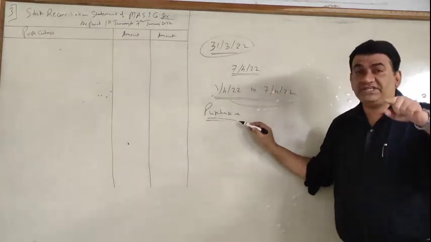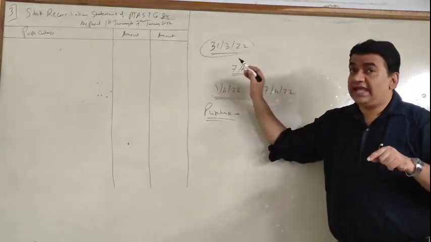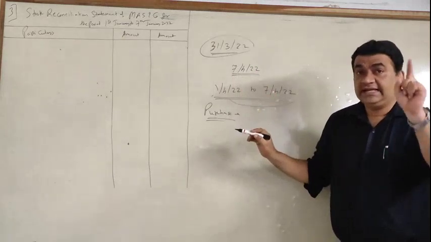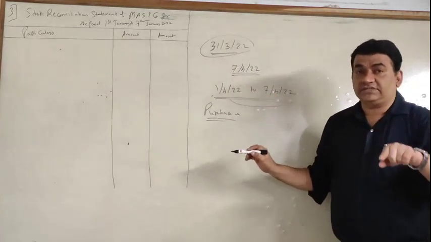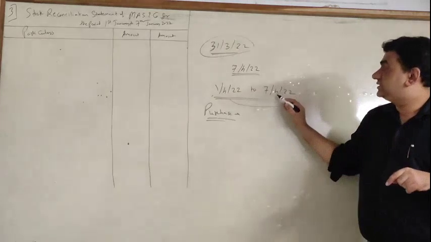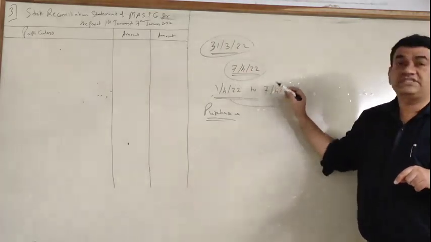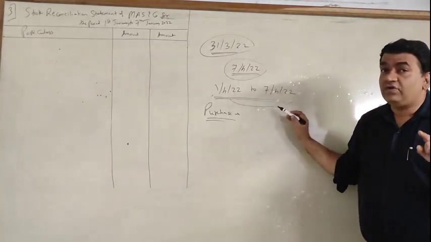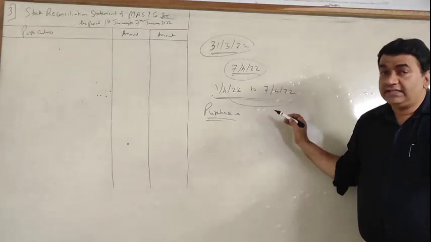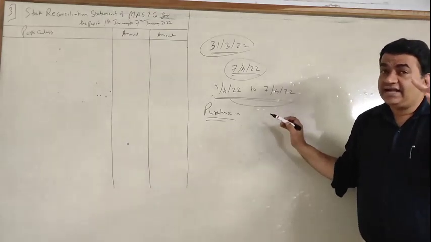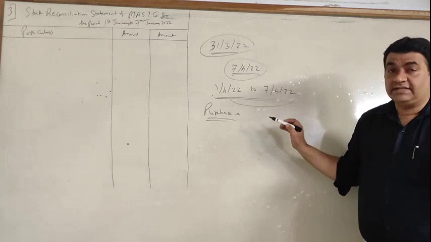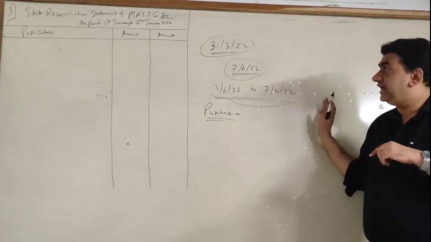So what happened? Whatever I have purchased was not there on 31st March. It came after 31st March, but it is included in the stock of 7th April. But I want 31st March. So what we did in the last class? We added because it was before date. Now it is after date.